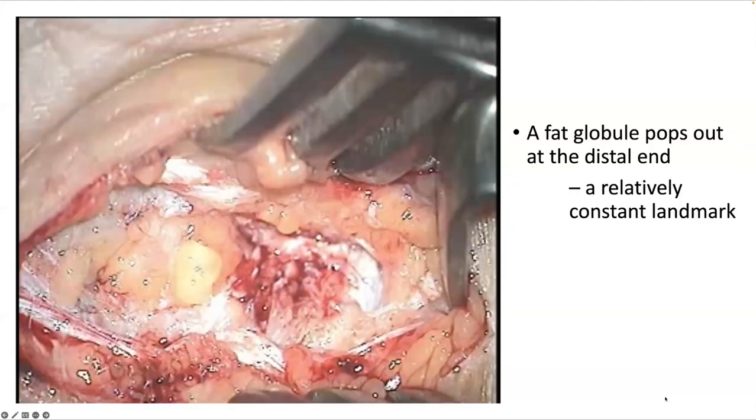Okay, so this is a very important step I want to say here, because a fat globule pops up immediately at the distal end of the incision of the exposure. This is a relatively constant landmark where you can start your dissection, cutting incision of the transverse carpal ligament from here. I would say that in almost 100% of the cases, this fat globule pops out.